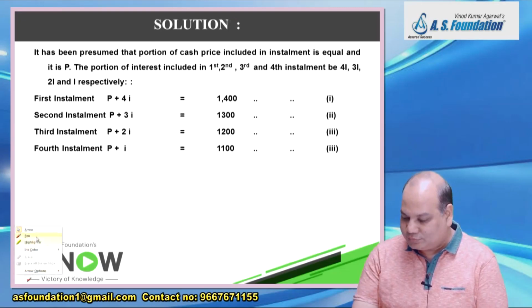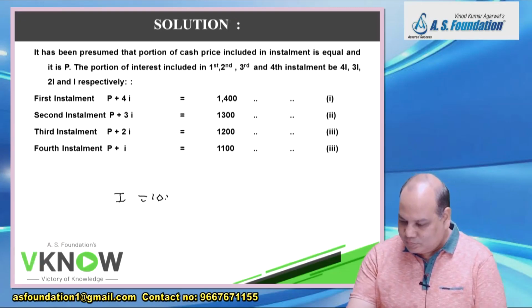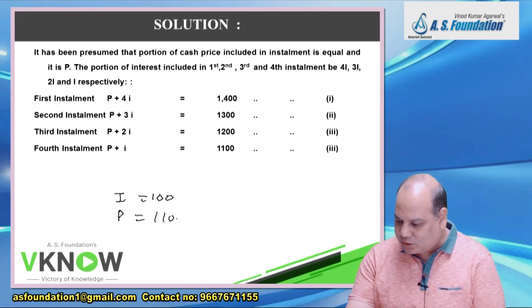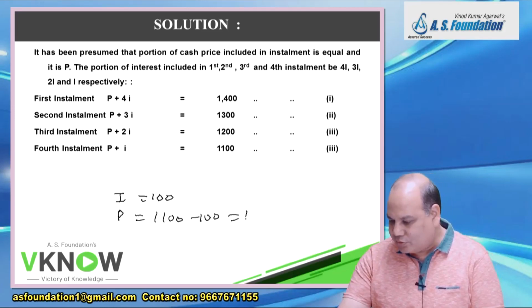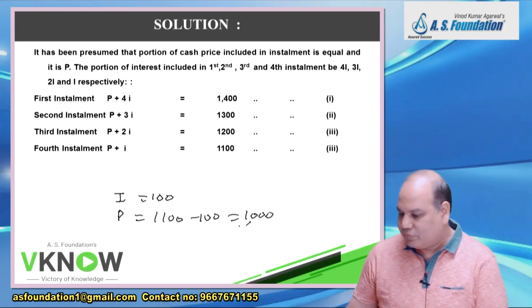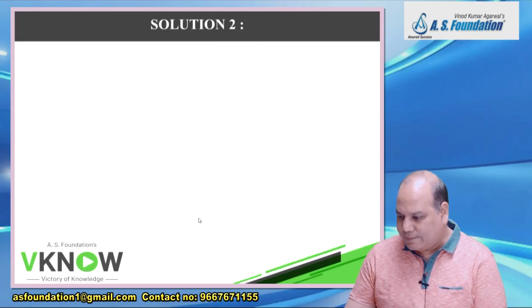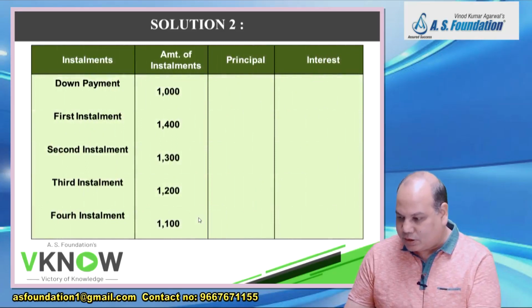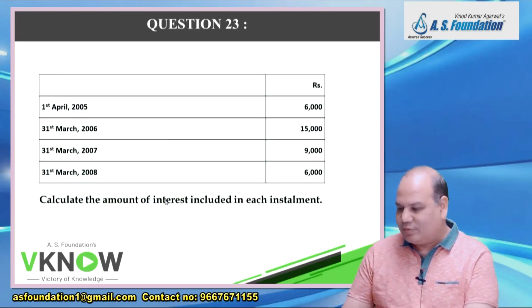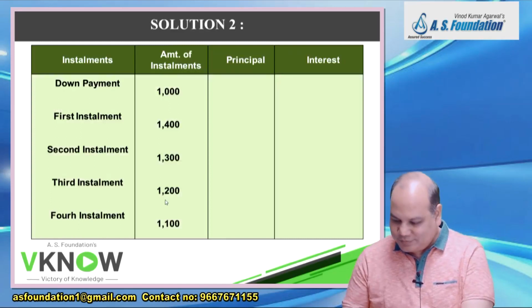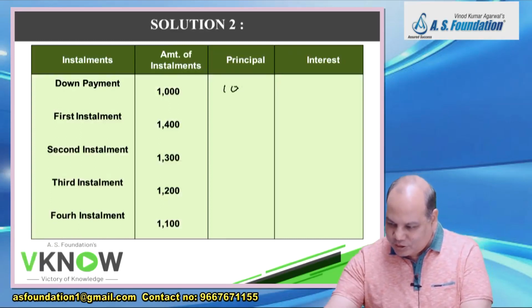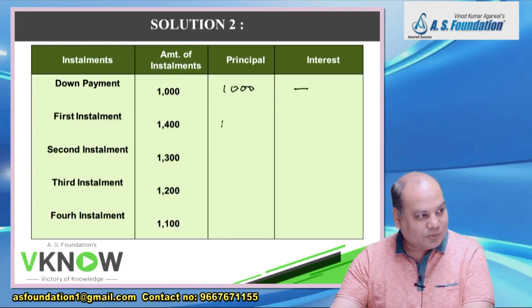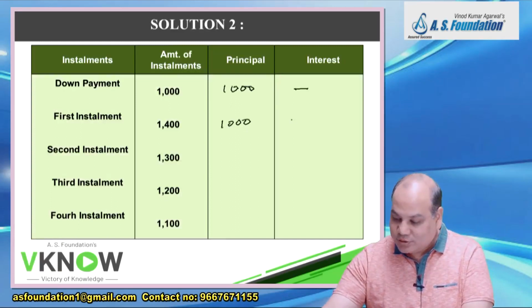P is equal to 1100 minus 100, is 1000. And then you tell me the breakup of installment into principal and interest part. Down payment 1000. Interest, first installment, principal, interest, 1000.